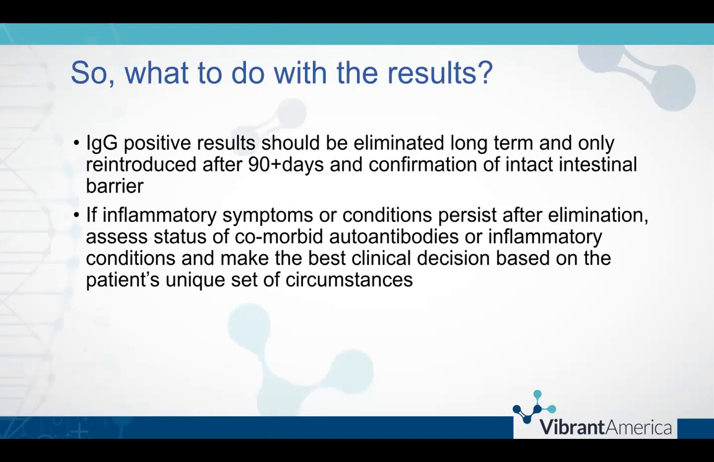IgG positive results are definitely a longer term elimination. It just takes longer for IgG antibodies to come down. They should really only be reintroduced after at least 90 days, possibly up to 6 months though, and confirmation of that intact intestinal barrier. Again, retest that intestinal permeability panel at a minimum to look at where those antibodies are.